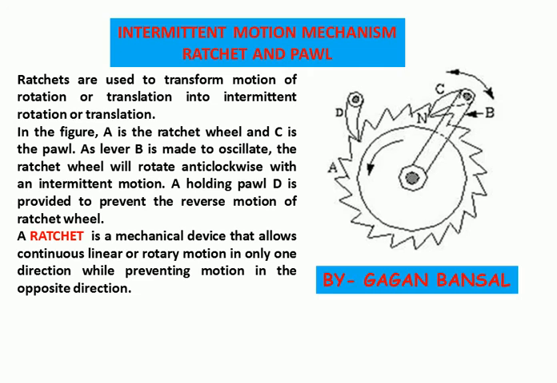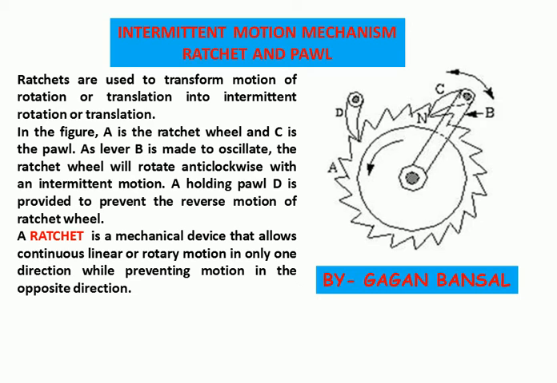Now coming to Ratchet and Pawl mechanism. It is also an example of intermittent motion mechanism. It is used to transform motion of rotation or translation into intermittent rotation or translation.